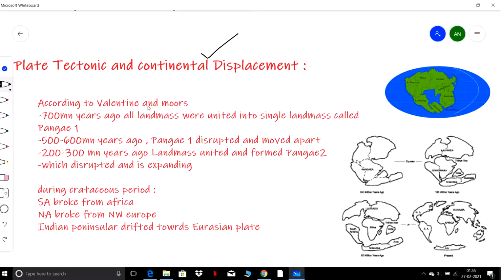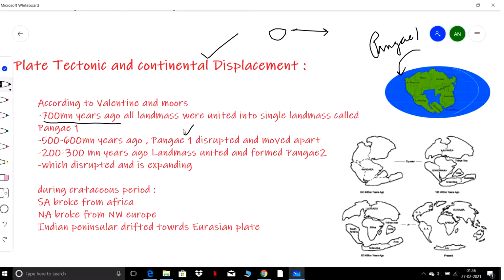According to Valentine and Morse, all the landmasses of the earth were united 700 million years ago, as here. Okay, this was called Pangaea 1. 500 to 600 million years ago, this got disrupted. These plates moved away from each other, as shown here. These plates move away from each other, and Pangaea 1 was disrupted.